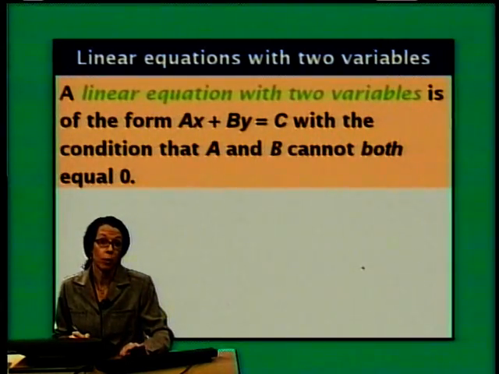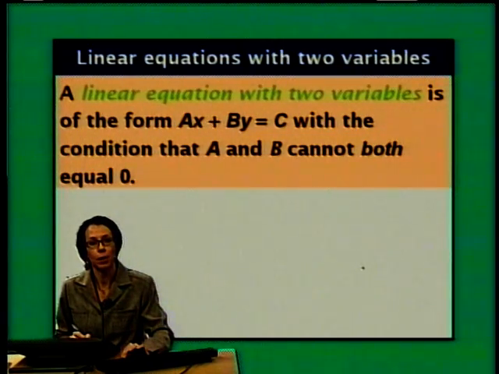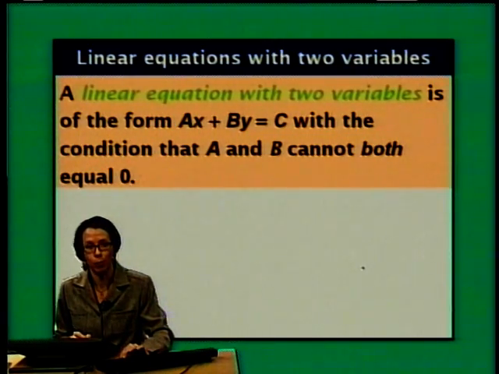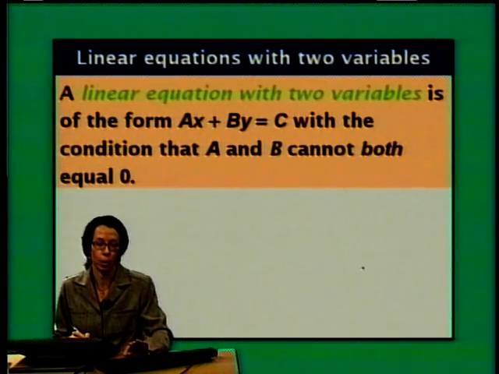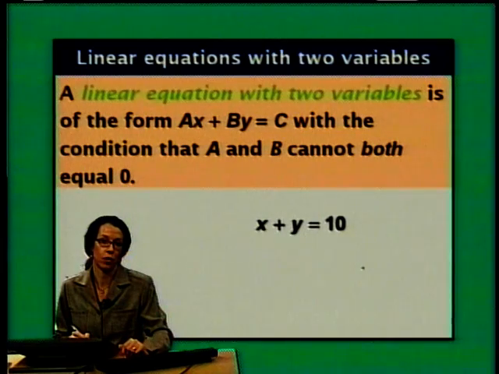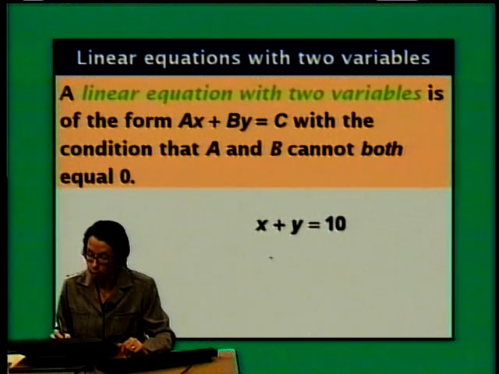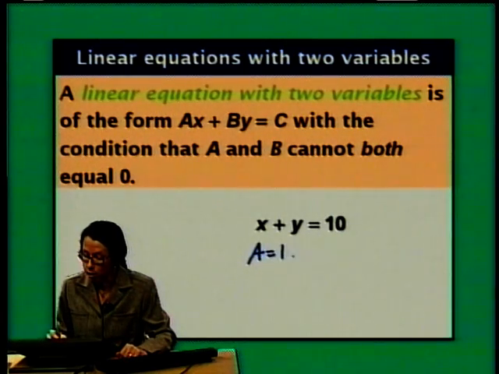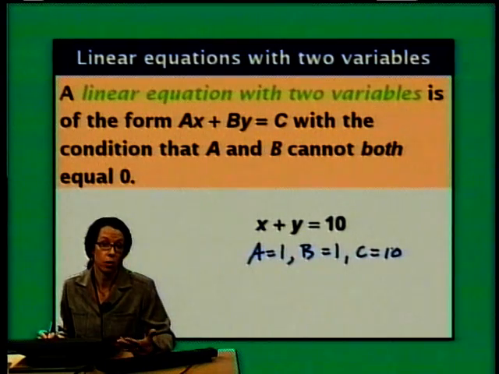Now here's the formal definition of a linear equation with 2 variables. It's of the form ax plus by equals c, with the condition that a and b cannot both equal 0. That's an idea we'll come back to a little bit later in these lessons. But let's just consider this definition in terms of the 3 linear equations we saw. In this example, a equals 1, b equals 1, and c equals 10. So this first linear equation we saw fits the form.